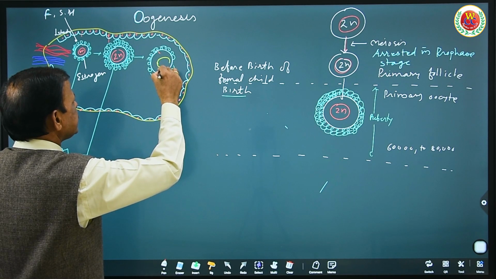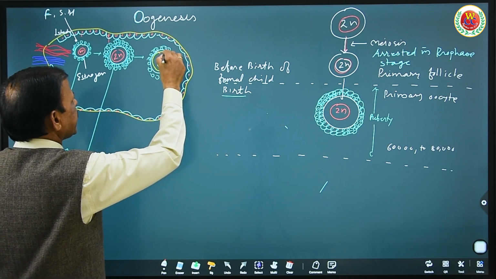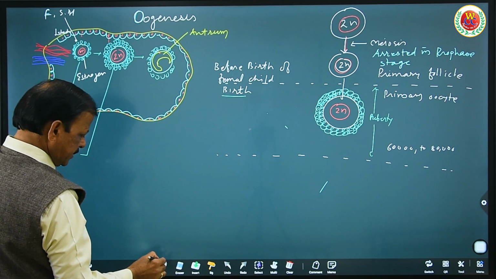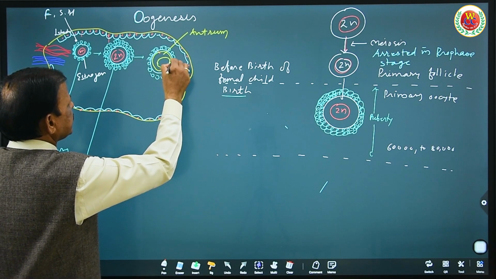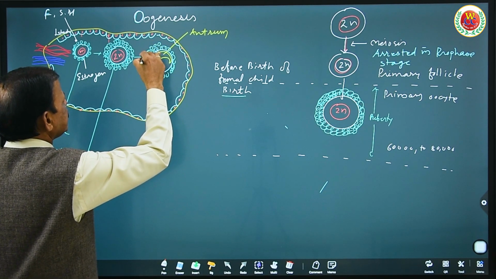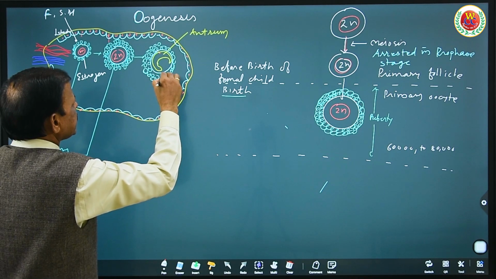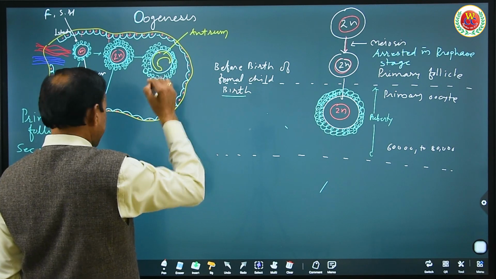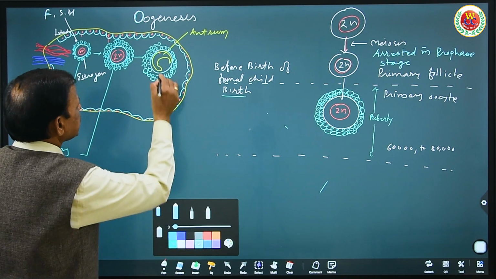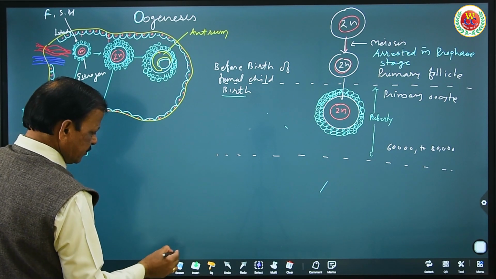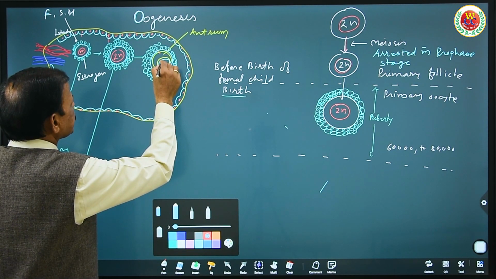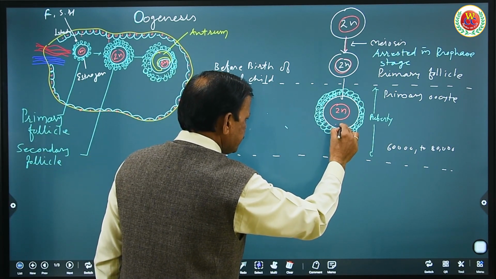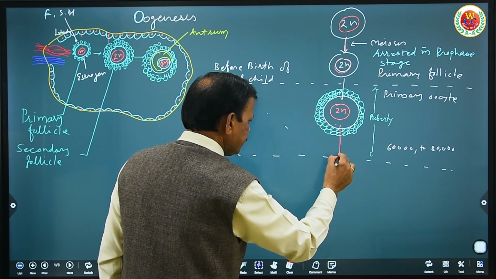Here this is a fluid filled cavity called antrum, with theca interna and externa. So here these are the layers all around that antrum, and here this is a secondary oocyte, primary oocyte, which undergo meiosis 1 and produce first polar body.